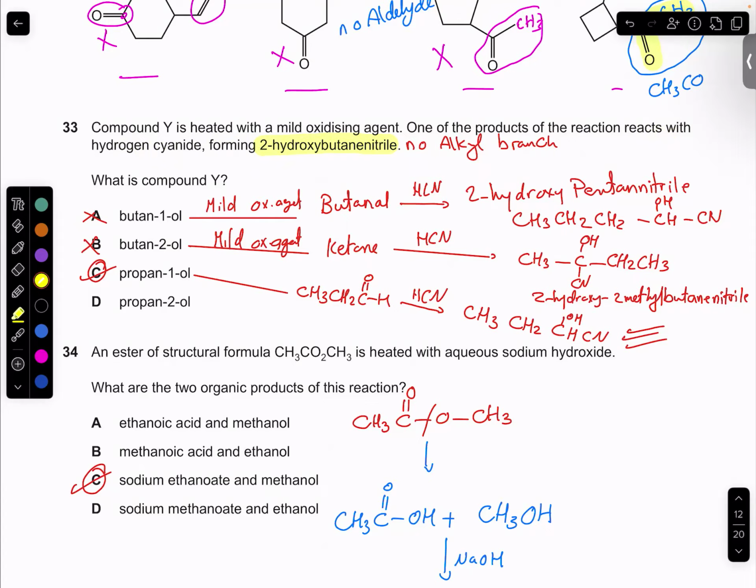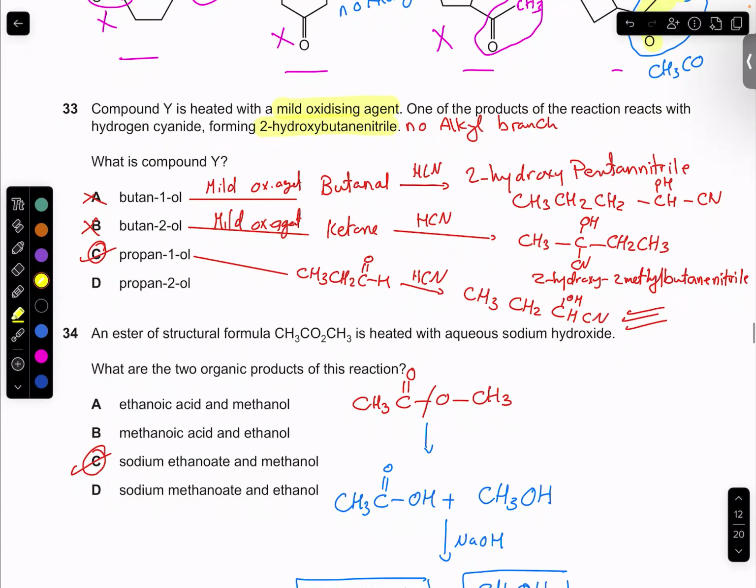2-hydroxybutane nitrile. So first, it reacts with a mild oxidizing agent, then it reacts with HCN. Okay, but let's take every choice. Butan-1-ol, if you give it a mild oxidation, will form butanal. Alcohol becomes aldehyde.